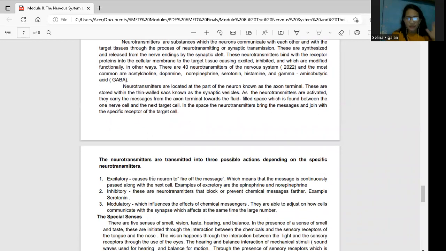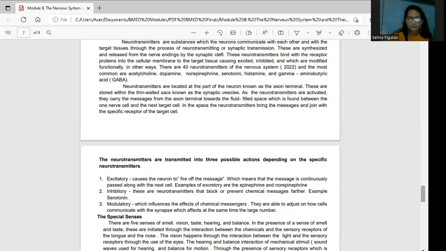So when you say excitatory, this is to fire off the message. Excite, ilalabas. When you say inhibit, controlin. Okay, when you say modulatory, came from the word module, or nasa gitna, which influence the effects of chemical messengers. They are able to adjust on how cells communicate with the synapse, which affects at the same time the energy. So dapat ito yung nasa cell about the synapses. The mediator, that's what you call the modulatory. So yun yung excitatory, paglabas, inhibitory, pagko-control.